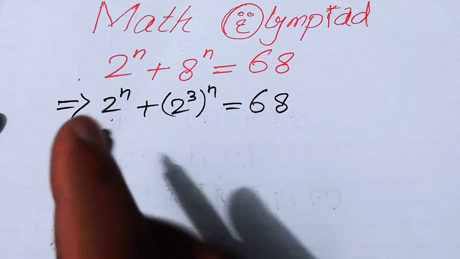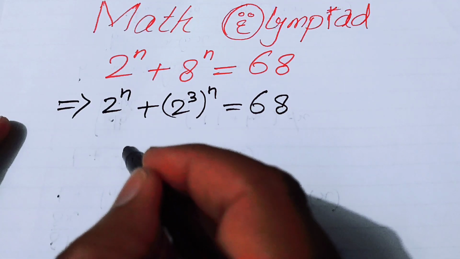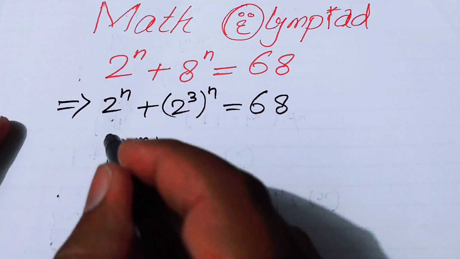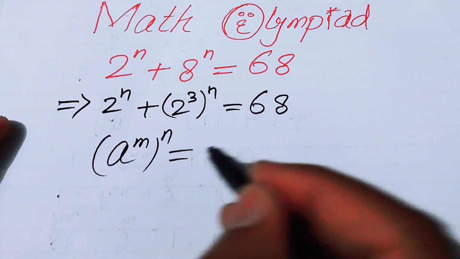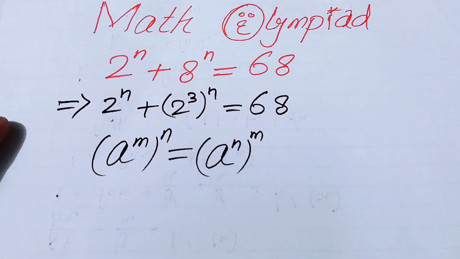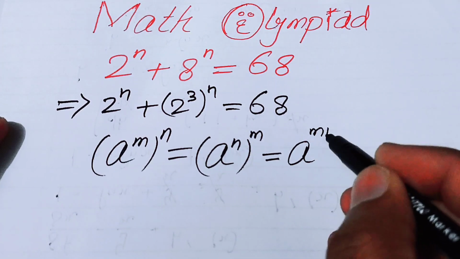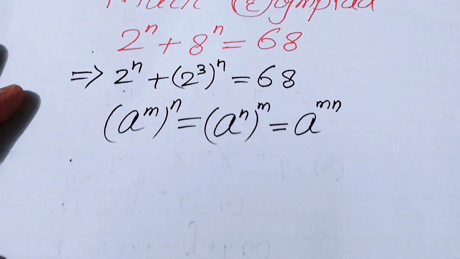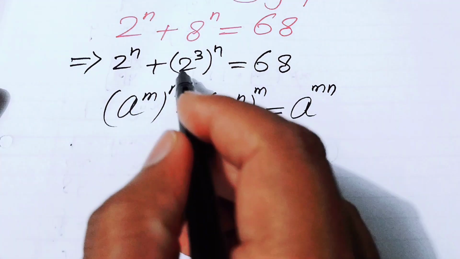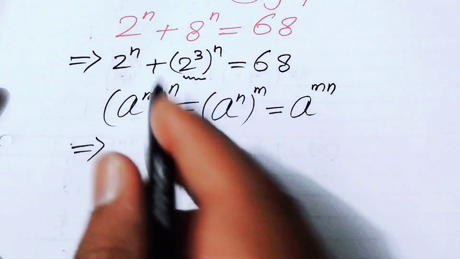After this step we will use the nice exponential law, and you know about this law. If we have a to the power of m and its power n, it is equal to a to the power of n and its whole power m, which is equal to a to the power of m times n. So now we use this exponential law in the second term.